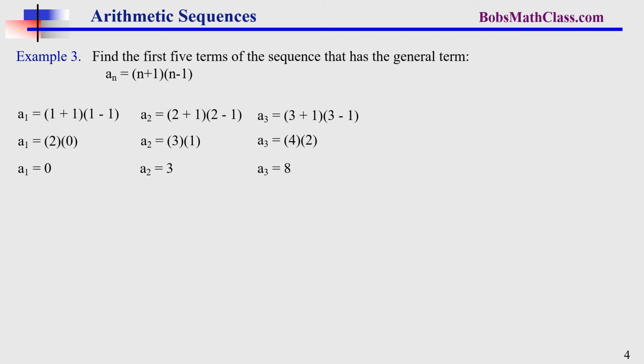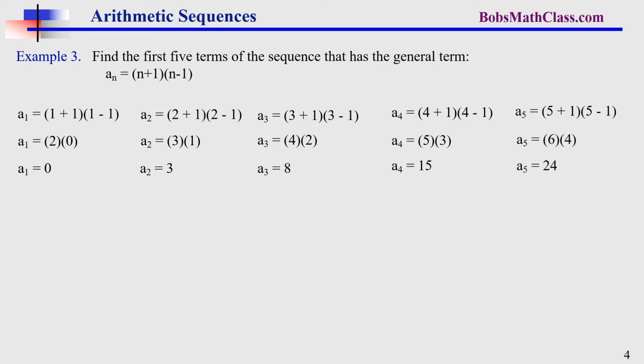That gives us an 8. A4 is 4 plus 1 times 4 minus 1, which is 15. And A5, 24. So we have 0, 3, 8, 15, and 24. Again, I probably went through that too fast. You've got to pause the video. You should be able to work out each of those on your own.